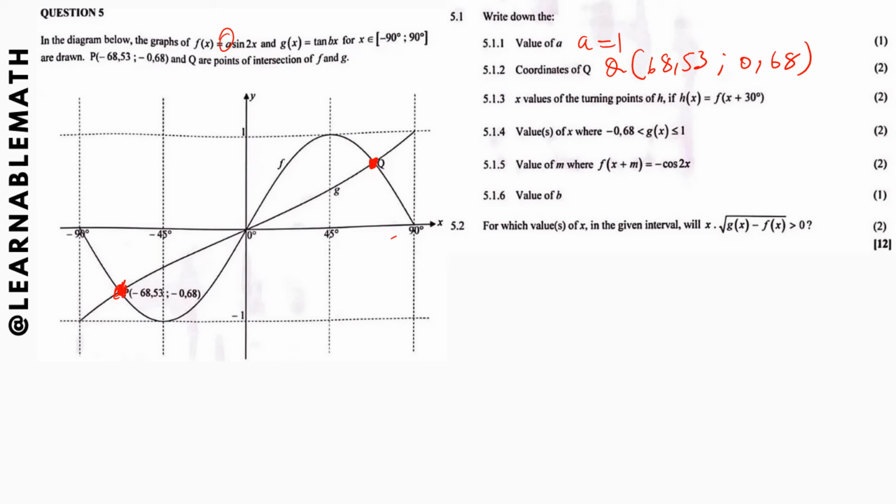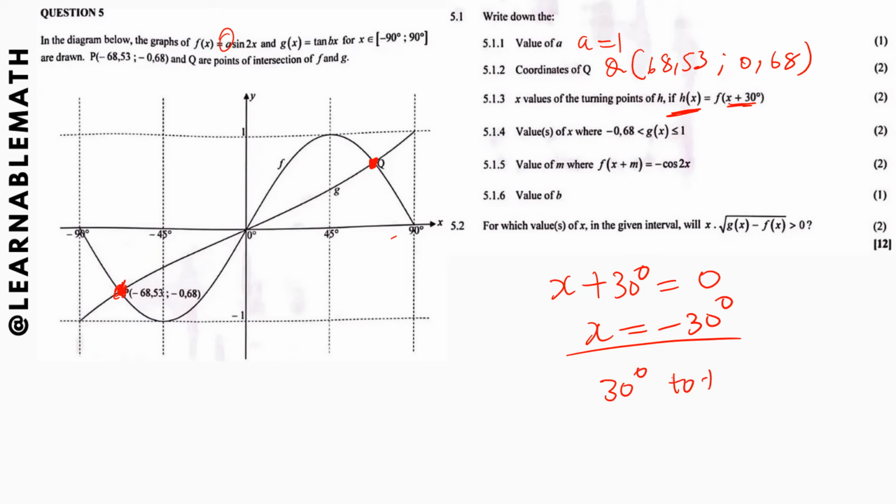Okay, so for 5.1.3, they said write down the values of x of the turning point of h if h of x equals f of x plus 30 degrees. Okay, what is happening? h is a new graph that is gotten by shifting the graph of f. If we are adding 30 degrees, how can you know how it was shifted? You can say x plus 30 equals 0, so x equals negative 30 degrees. Then you'll know that the graph was shifted 30 degrees to the left because your answer there is negative.